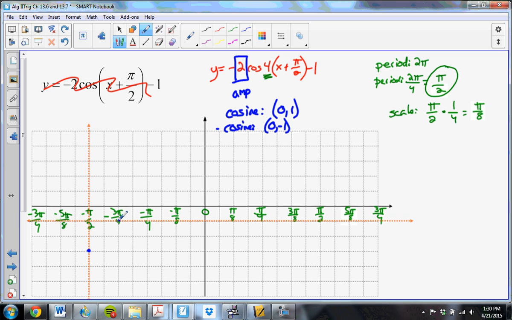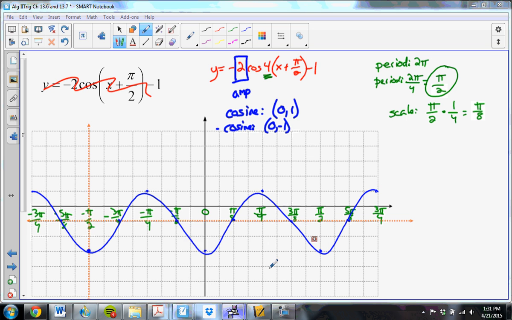And then I can just do my pattern. Low, middle, high, middle, low, middle, high. Try and make these curvy and not liney. And there's my cosine graph. Whew, that took some work.